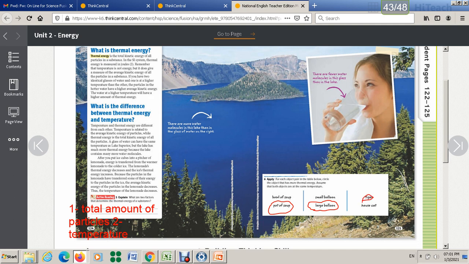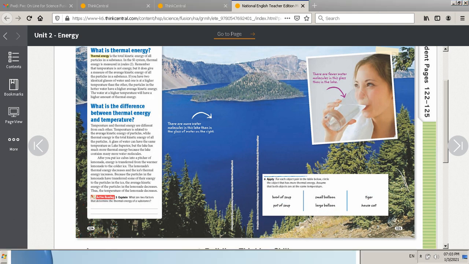Okay, so these are the answers for question 5 and question 6. Copy them, and write that you have to differentiate the meaning of temperature, heat and thermal energy. Let's continue now.